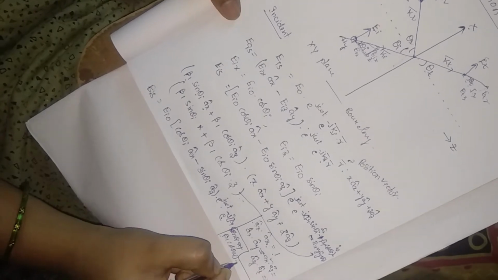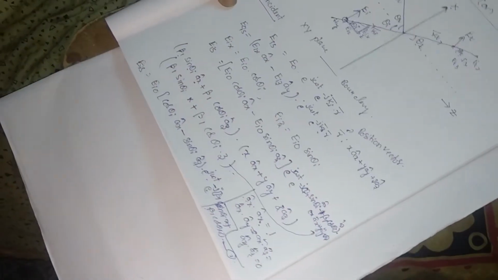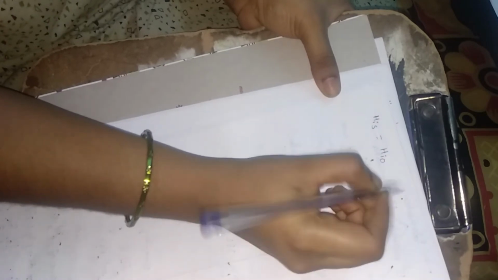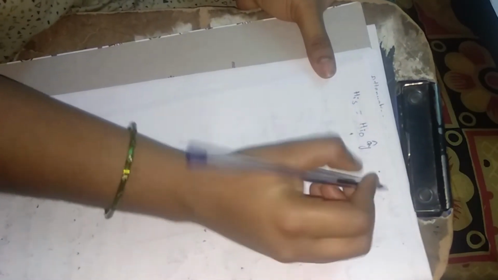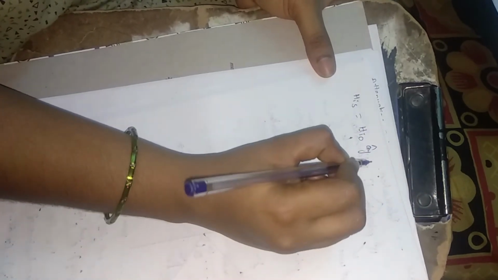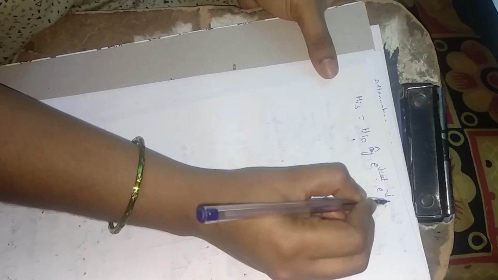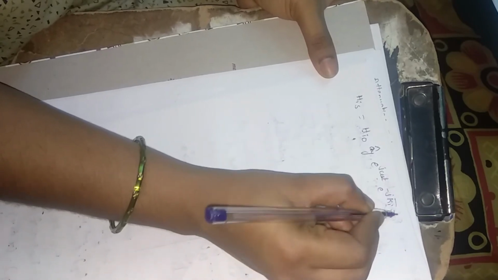Let it be equation number 1. Similarly, the magnetic field component of the incident wave, HiS, is equal to, here the magnetic field has its component only along the y axis, that is Hi naught into Ay cap, e power j omega t into e power minus j ki bar dot r bar. Let it be equation number 2. Directly I am taking.